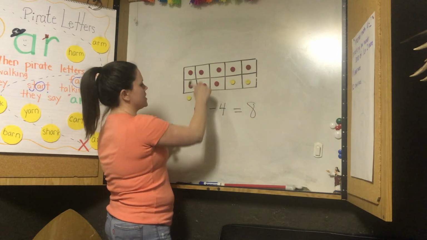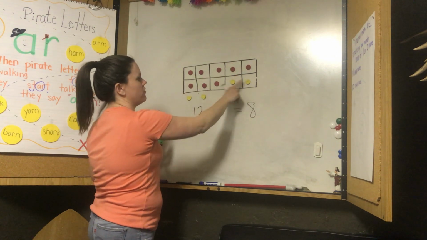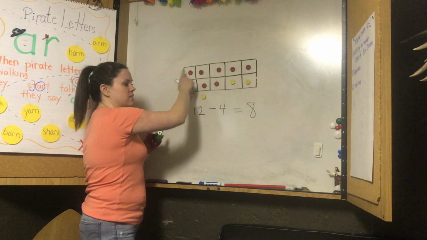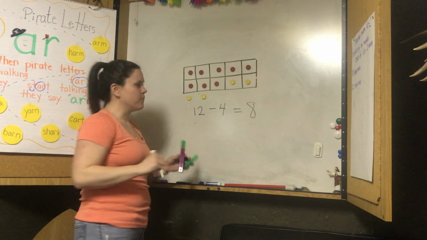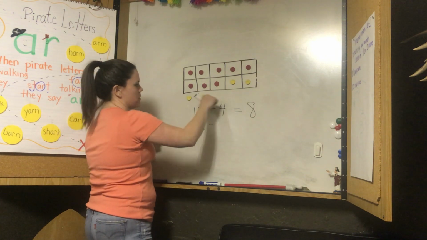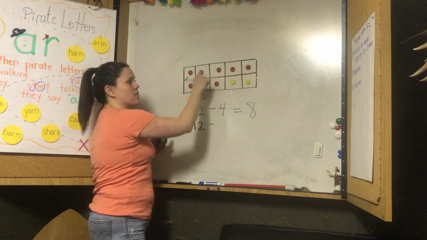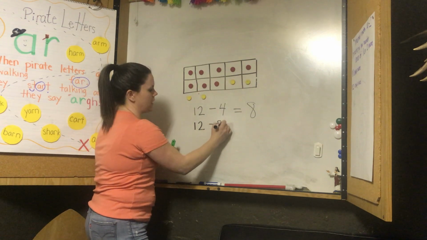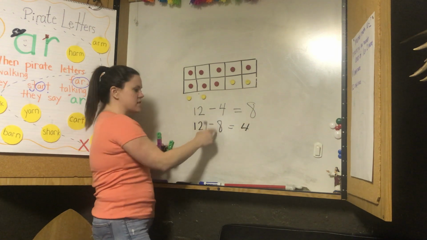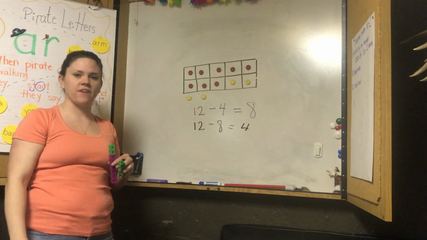Let's see if that matches here. 12, take away 4. How many reds do we have left? 1, 2, 3, 4, 5, 6, 7, 8. Absolutely. Let's write it in a different way. If I had 12, that was my whole, right? Let's take away the red part. 12 take away 8 equals my yellow part, right? 4. That's my related subtraction fact.